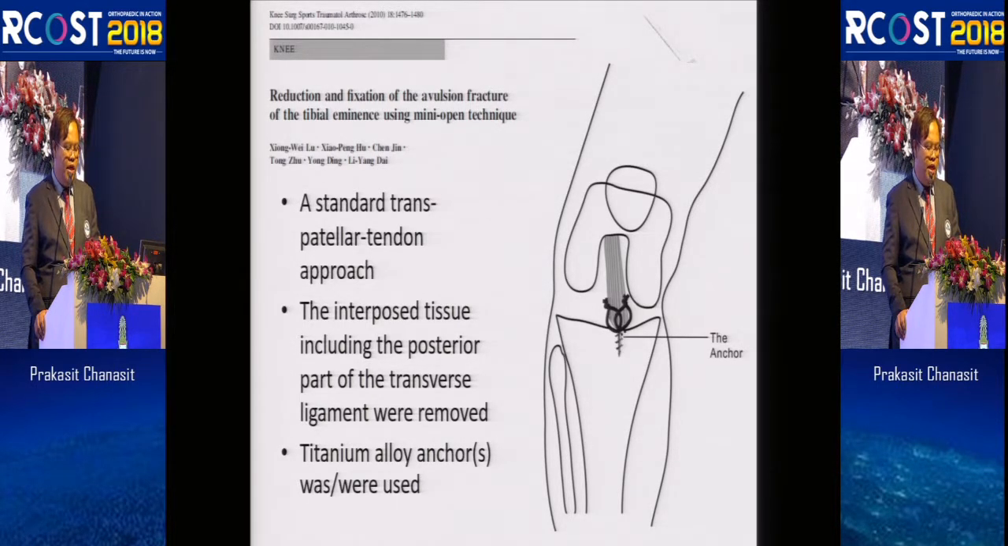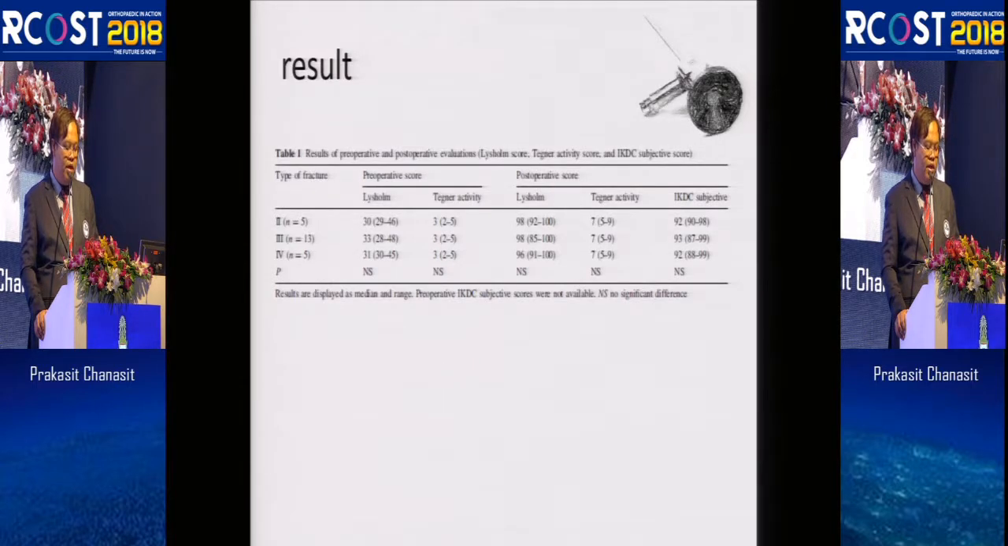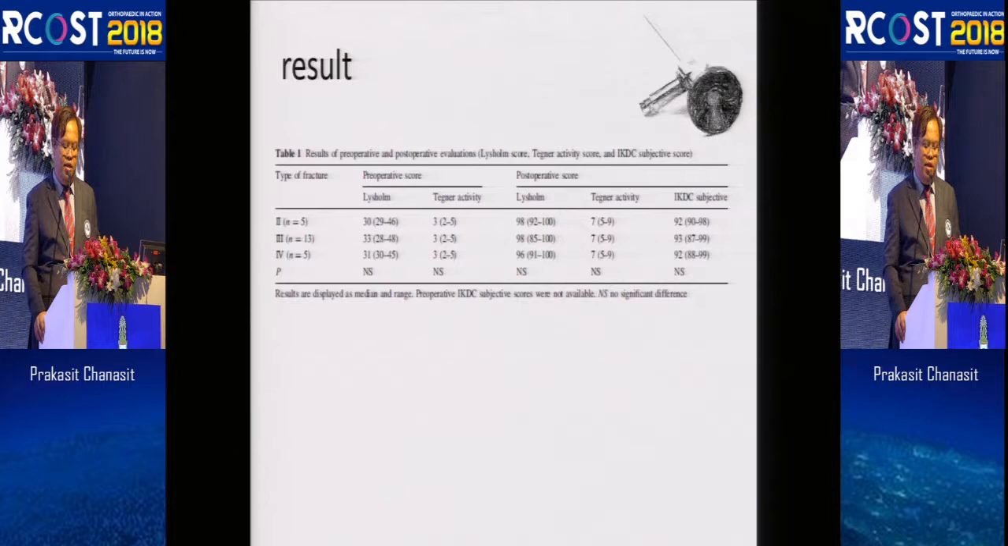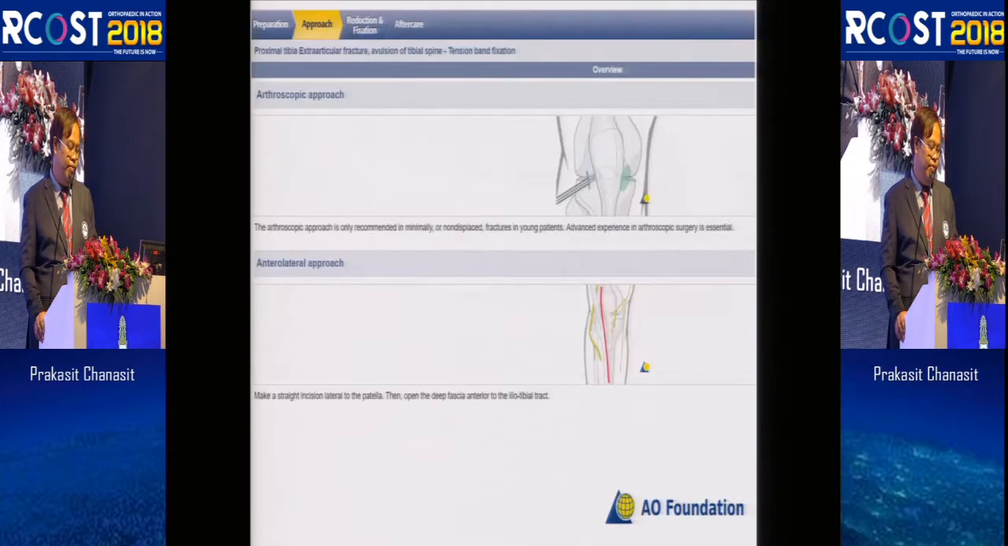The procedure is after the standard transpatellar tendon approach. They clear the interposed tissue, including the posterior part of the transverse ligament, and they use the titanium alloy anchor. The result is good in terms of the Lysholm score and the Tegner activity score. You can see the improvement of the score after the open surgery. So it's not that bad, I think.